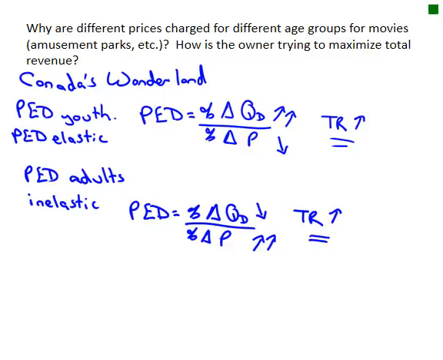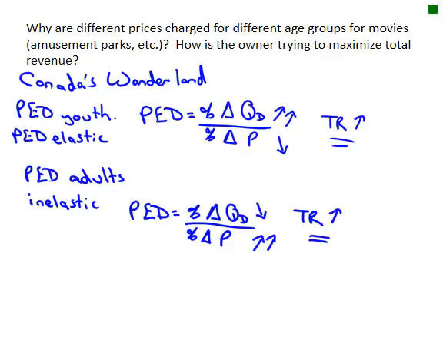Now, in terms of Canada's Wonderland, do they charge more or less for youth compared to adults? Well, from what I understand, and if it's not Canada's Wonderland, then certainly movies, the price is lower. We know if the price is lower, we're going to pick up more quantity demanded. But if it's elastic, I'm going to put the second arrow on the numerator because we've picked up percentage-wise more than the change in price. So in this case, total revenue will increase.